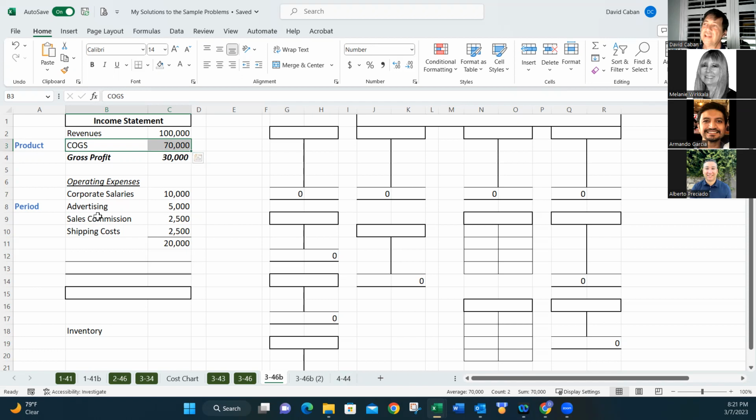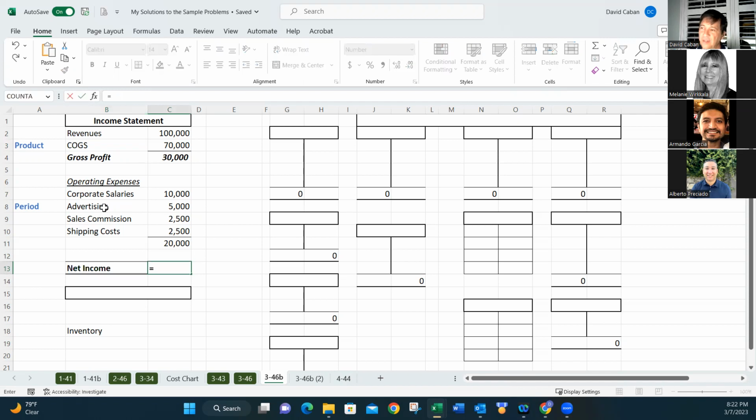Okay, so let's go ahead and skip other sections of the multi-step income statement for the sake of simplicity. Let's skip non-operating stuff and let's skip taxes and let's just go straight to this and call this net income, okay?